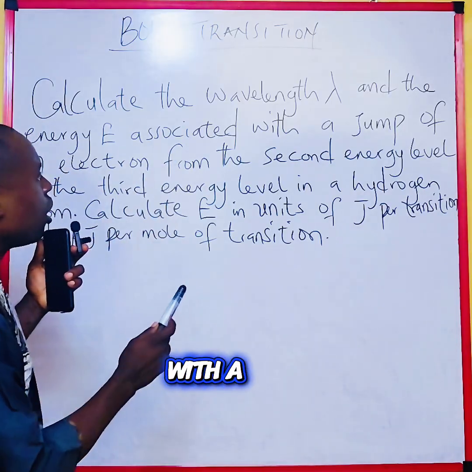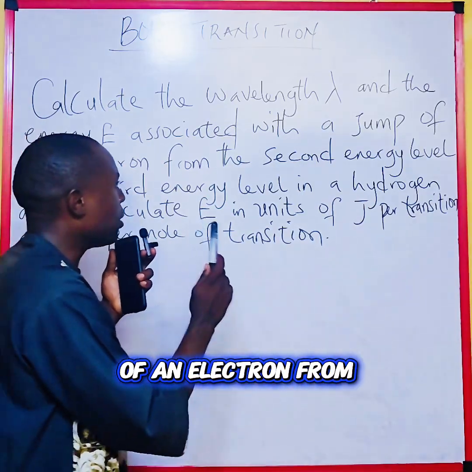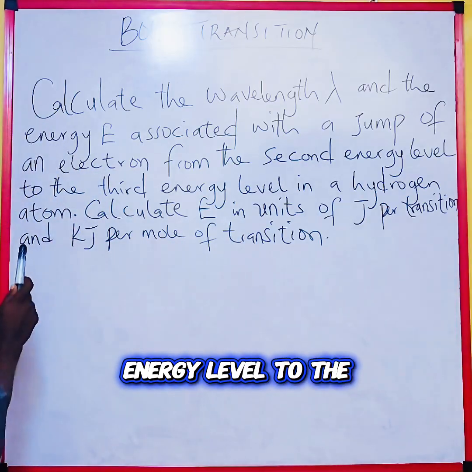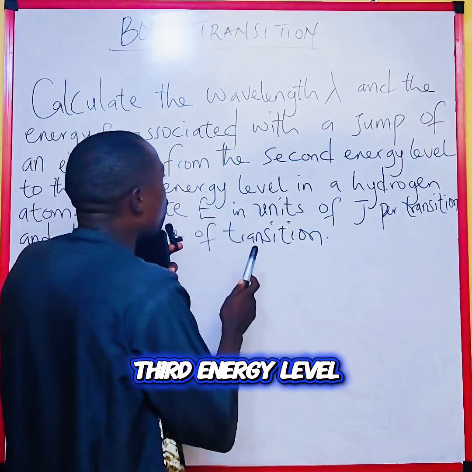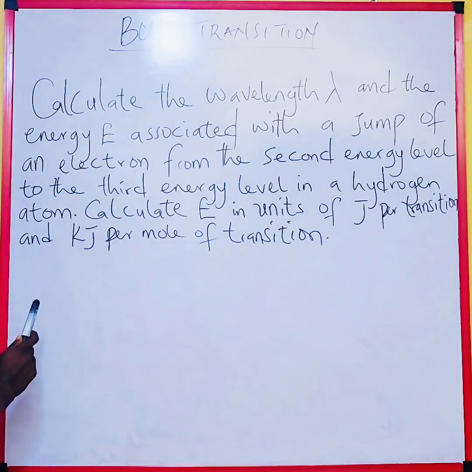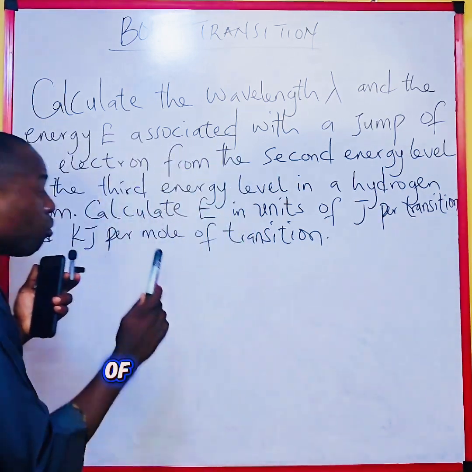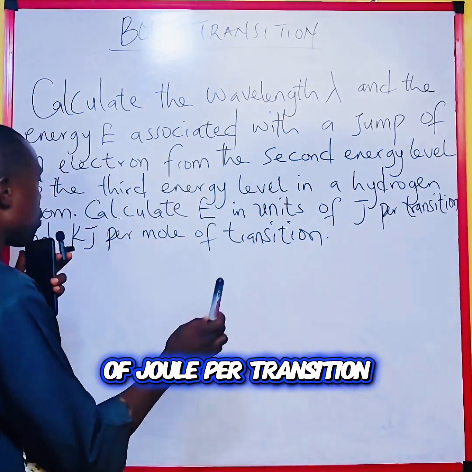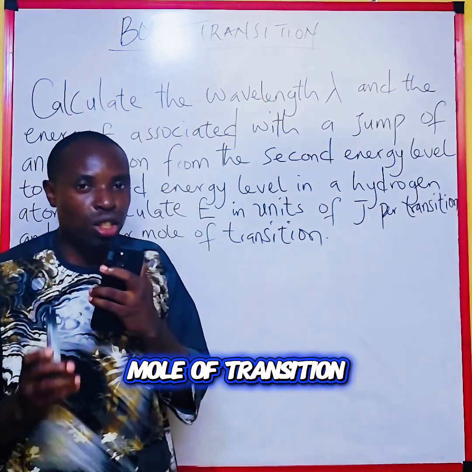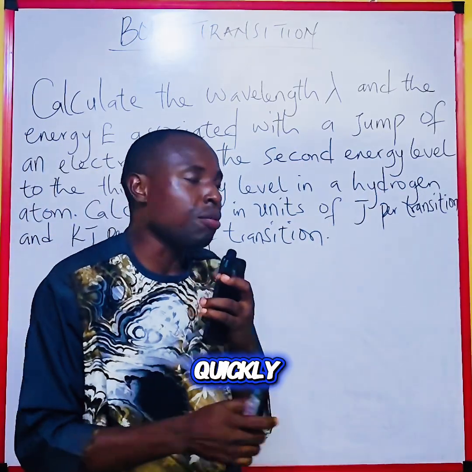associated with a jump of an electron from the second energy level to the third energy level in a hydrogen atom. Calculate the energy in units of joule per transition and kilojoule per mole of transition. This question is very easy, so I'm going to be breaking it down for you quickly.